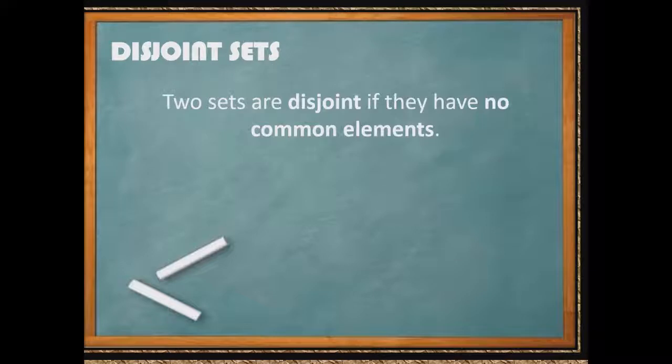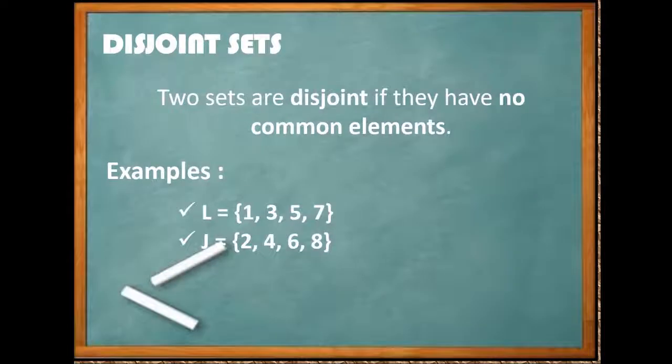Now let us have disjoint sets. Disjoint sets refer to sets that have no common elements. Let's take for instance this set L. We have set of 1, 3, 5, and 7. And set G, we have 2, 4, 6, 8, 10. Now we can see both sets have no common elements. Therefore, these sets are disjoint.